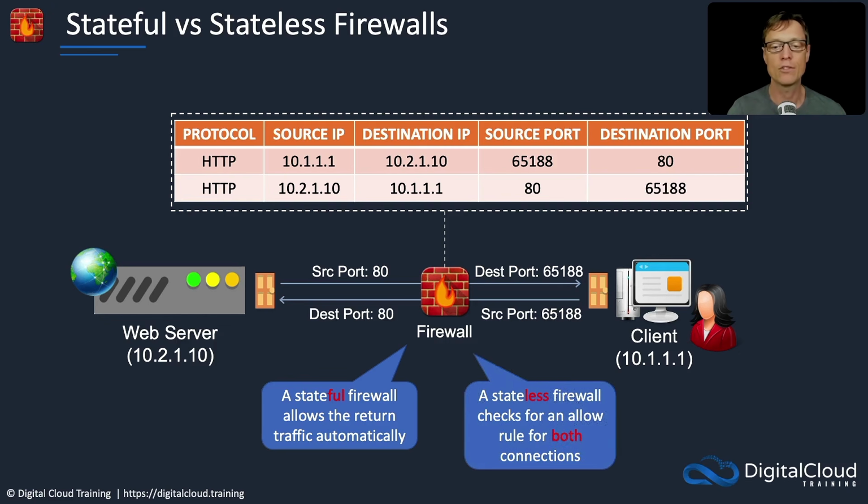Now a stateless firewall checks for an allow rule for both connections. Now this is what a network ACL does. So with a network ACL, you need both the inbound rule and the outbound rule. So you need to make sure that you have the inbound rule for traffic coming in and the outbound rule for traffic going back, even if it's the same connection. It doesn't understand that that's part of the same connection. It treats them separately. So really important to understand those differences when you configure your network ACLs.